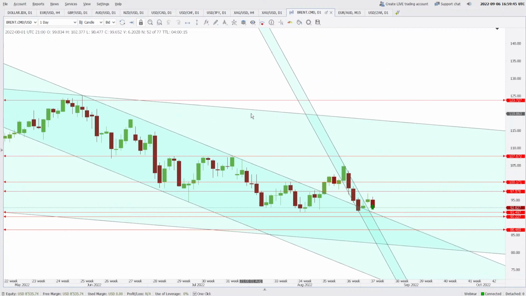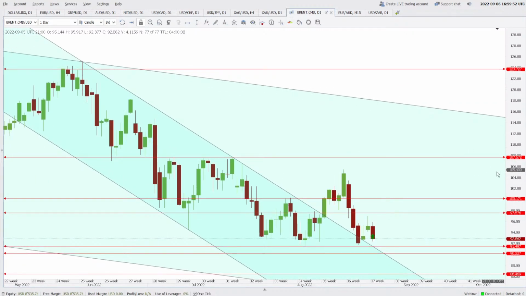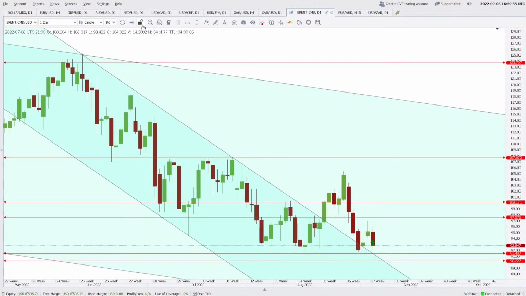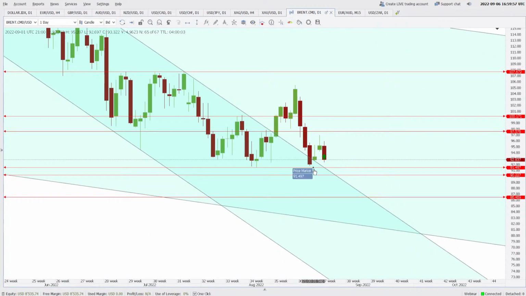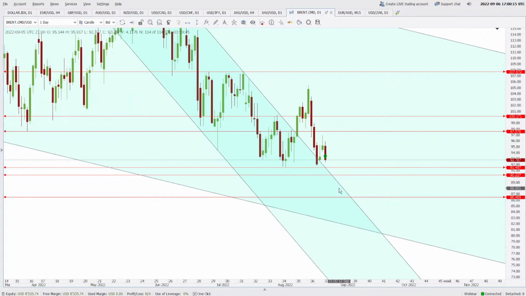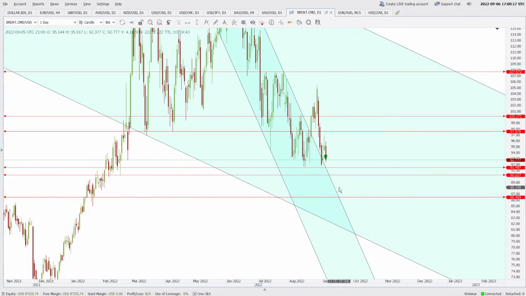Let's talk a bit about the Brent. I must delete this channel, it's of no use now. What is happening here? I am concerned about this level of 91.49 and after that 90.22, because if these two levels are taken down, then I think Brent will lose its value and will try to go down deep, what I call the dustbin.